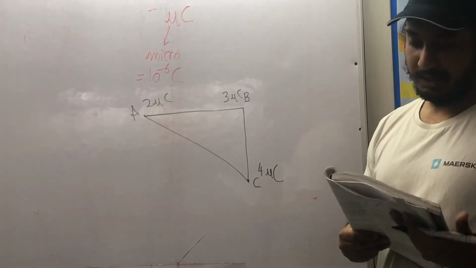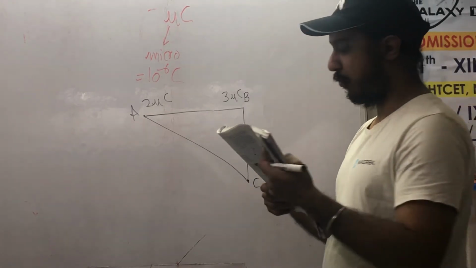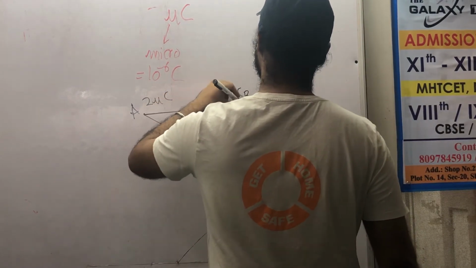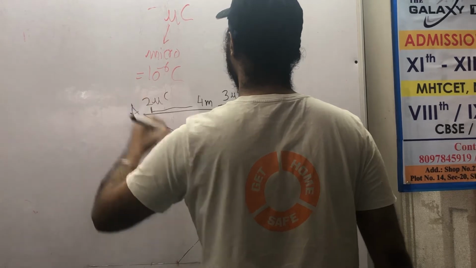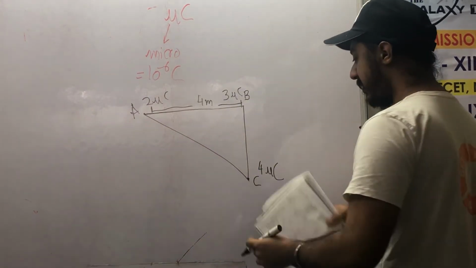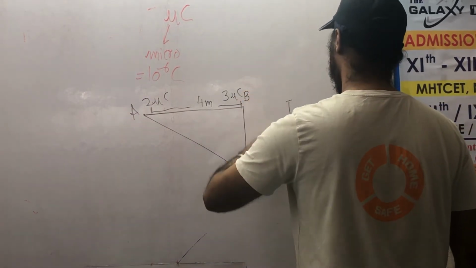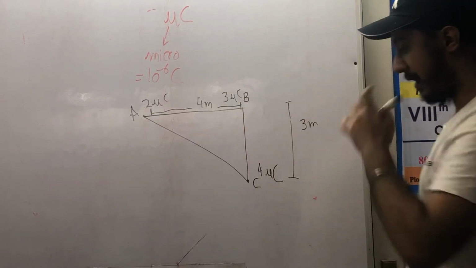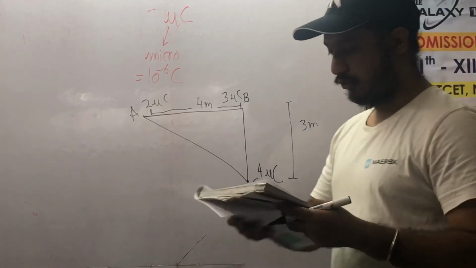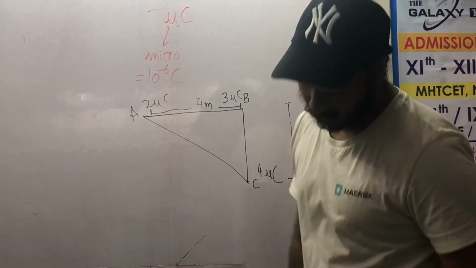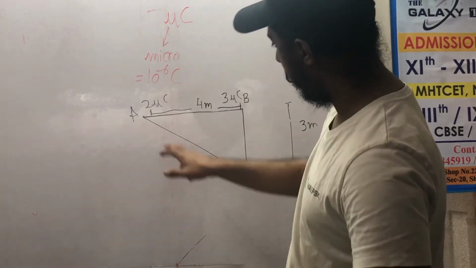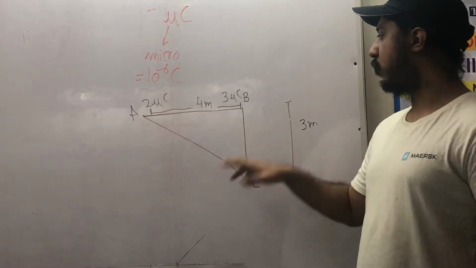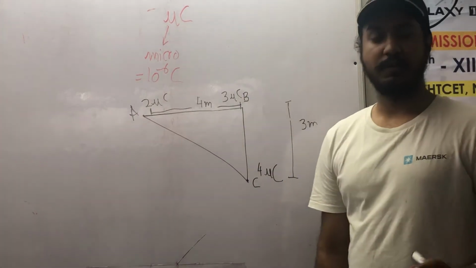Okay, the thing that is given to you here is AB is 4 meter. This distance AB is 4 meter. And the value of BC is 3 meter. Now this is the data that is given to us, and we have to use this data to find the force acting on A. They have asked us to find the force acting on A due to this and this charge. This is what we have to find.